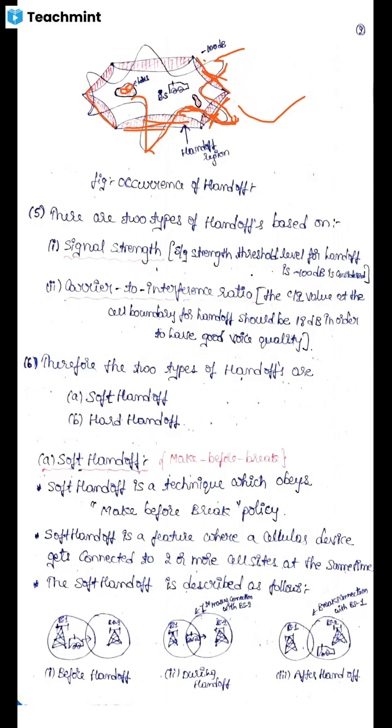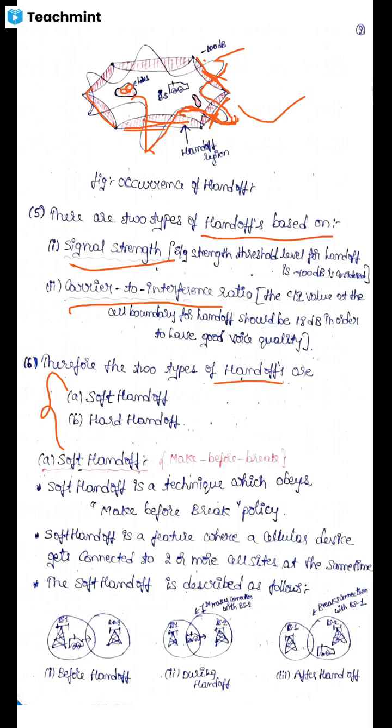Now we will discuss the types of handoffs, that is soft handoff and hard handoff. Before studying the types of handoffs, we will study that these handoffs are based on signal strength and carrier to interference ratio. The first is based on signal strength. The signal strength threshold level for handoff is considered as minus 100 dB.